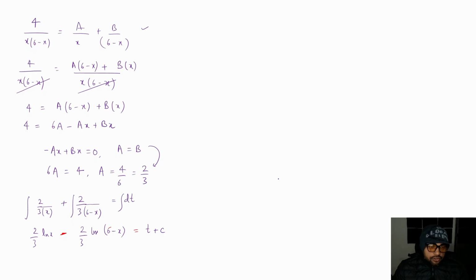So on the left hand side, what we'll get is 2 by 3 log of x by 6 negative of x, applying the properties of log. I've made a separate video on the same. Okay, now we'll cross multiply 2 by 3 to the right hand side. So we'll be left with log of x by 6 negative of x equals 3 by 2 t plus 3 by 2 c.